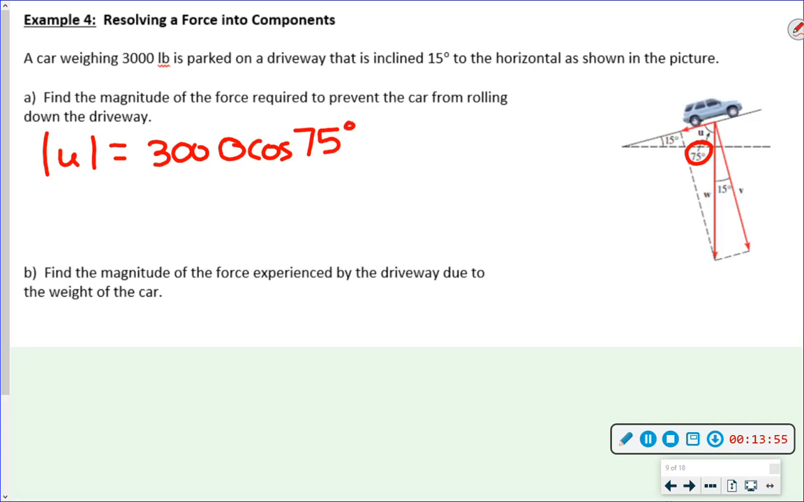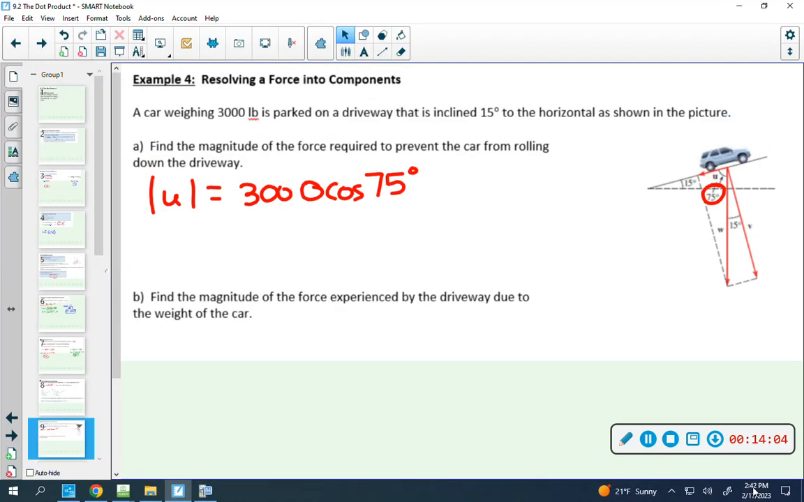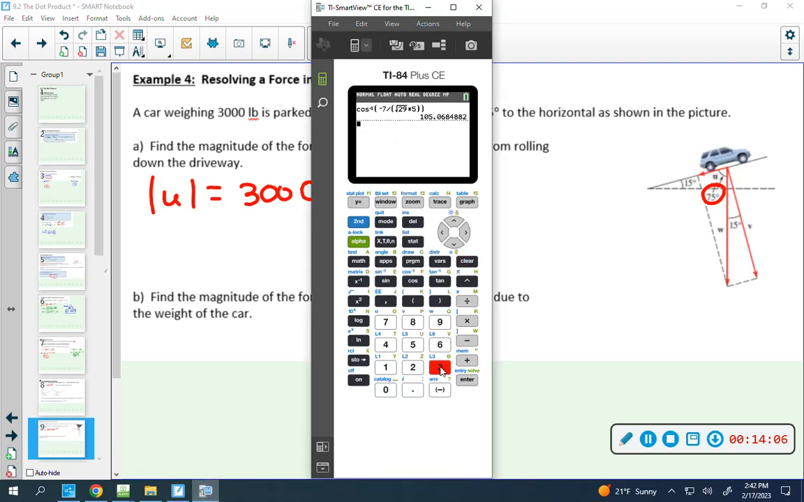That's 75 degrees. Now, here's the thing: 75 is not on your unit circle. This is why I said you need your calculators today. So I'm going to really just straight type that in. 30,000. Do I have too many zeros up? I'm okay. So 75.